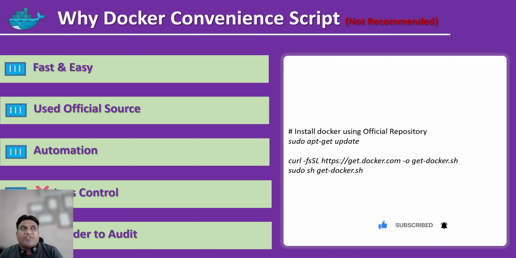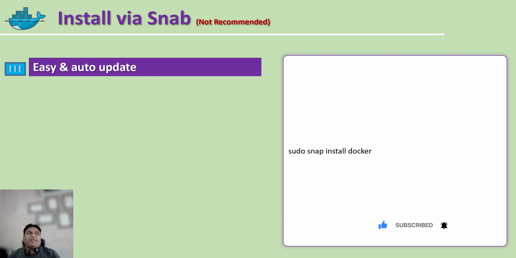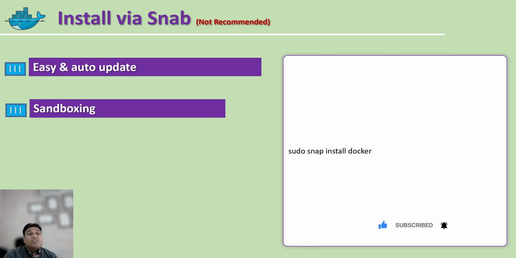And if everything goes well, if there is no dependency missing, then you will successfully install Docker using the convenience script. Okay, now the fourth type is installing via snap. Snap is a package system you can use to install Docker as well. It is easy, auto-updating, and sandboxed, meaning it's an isolated way.